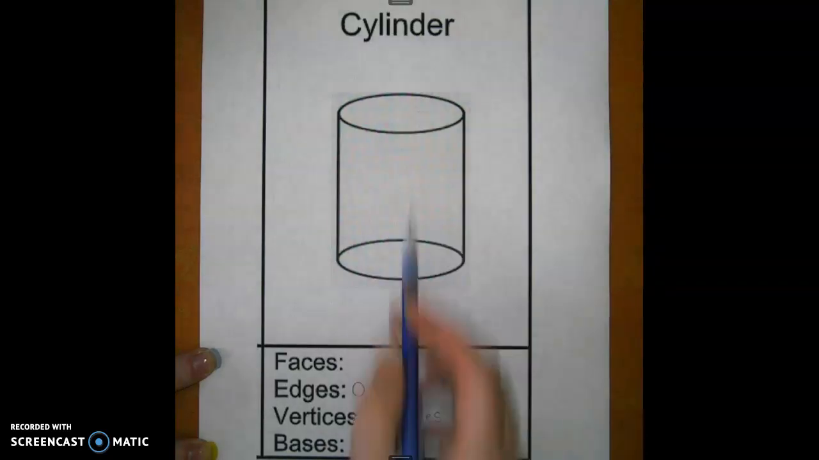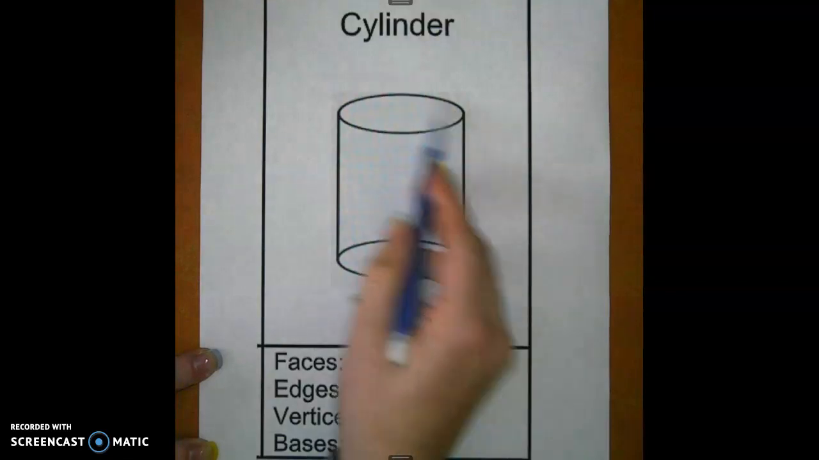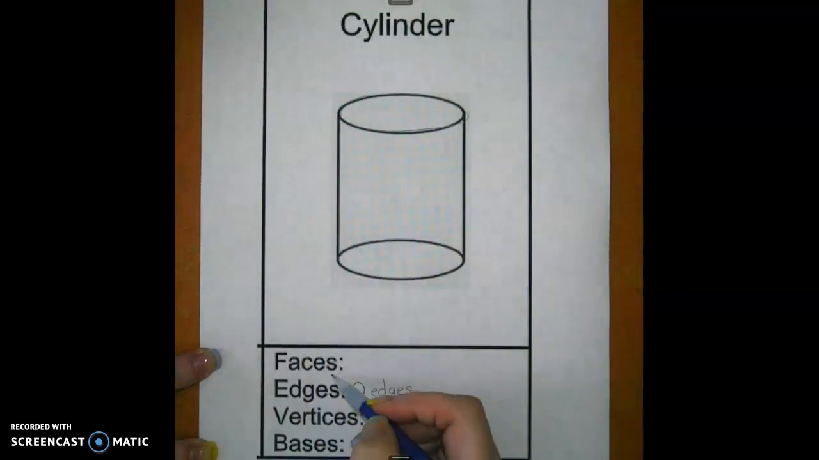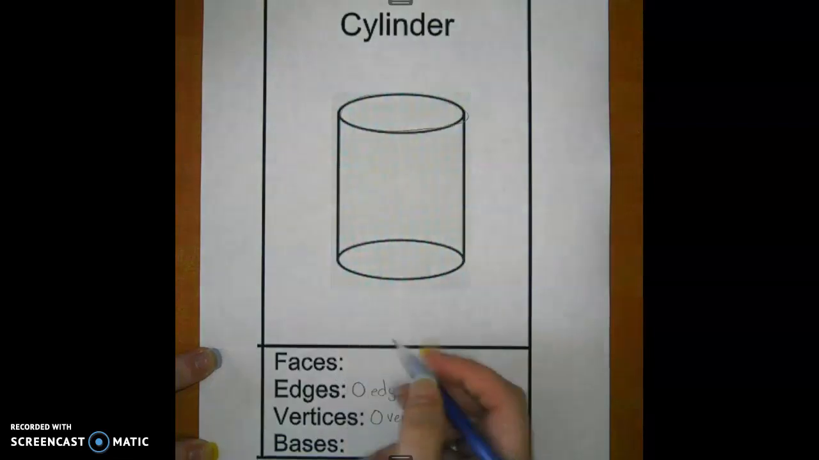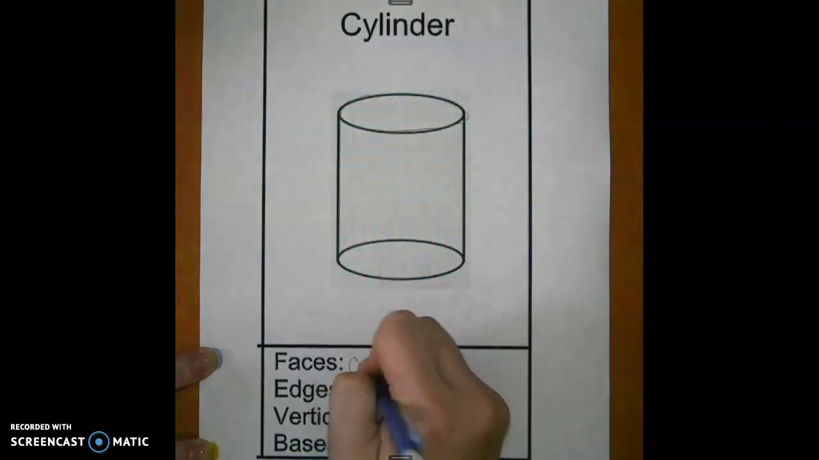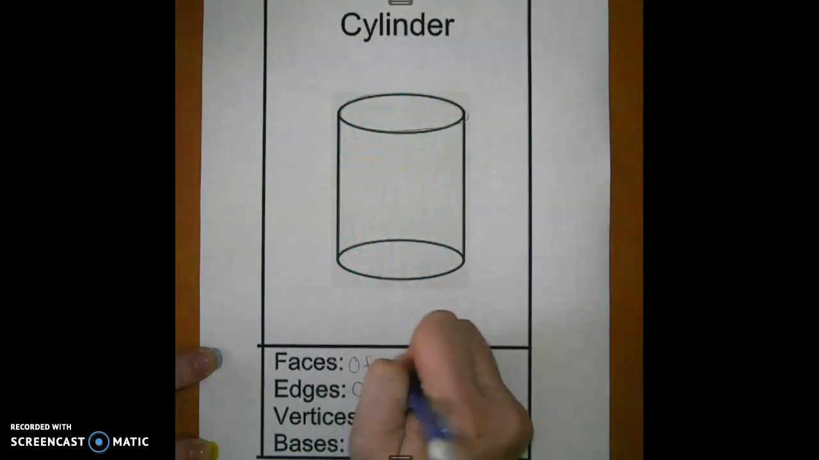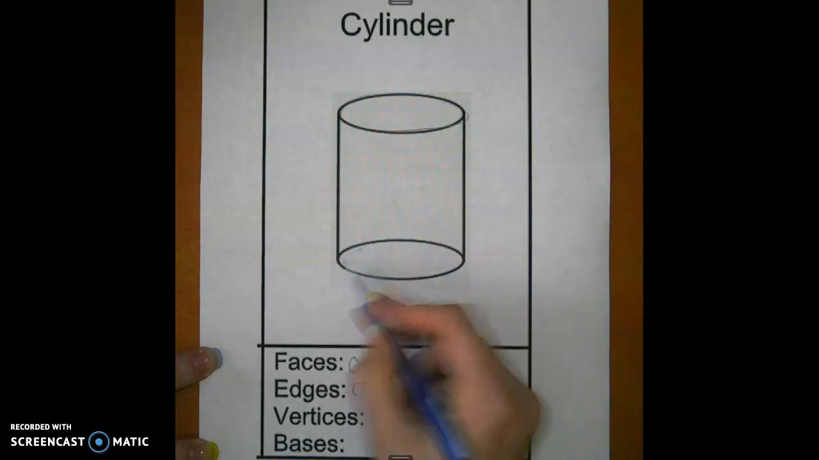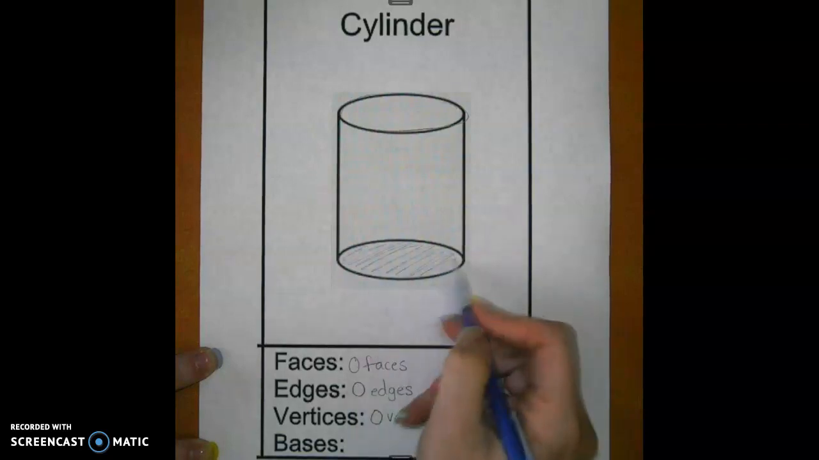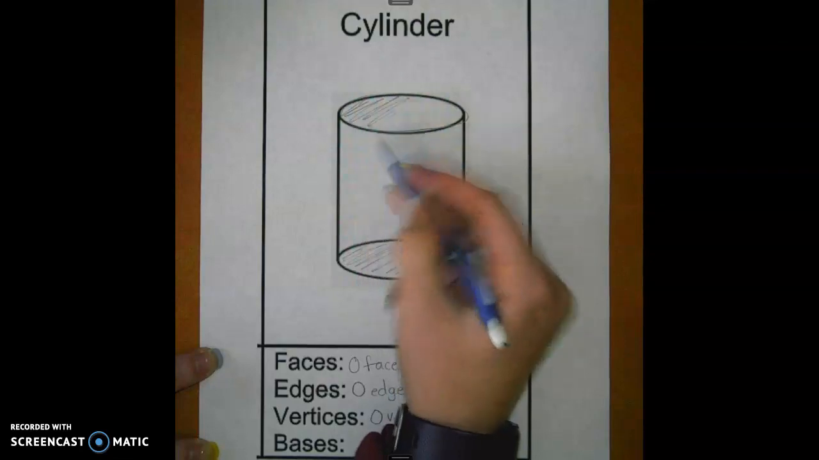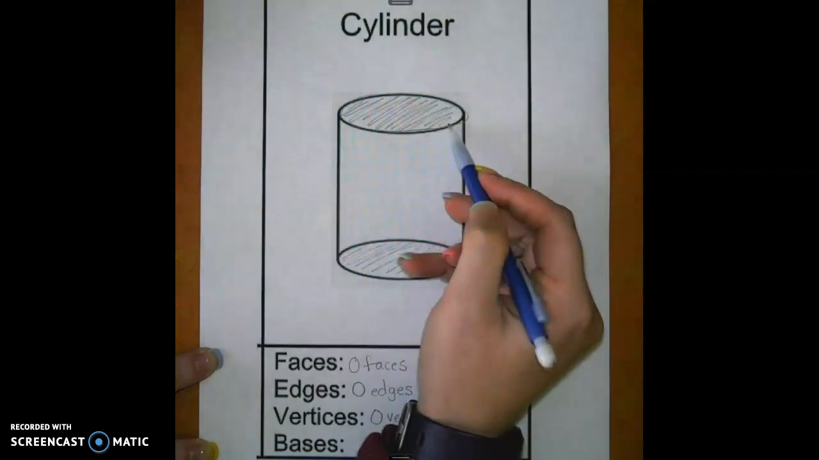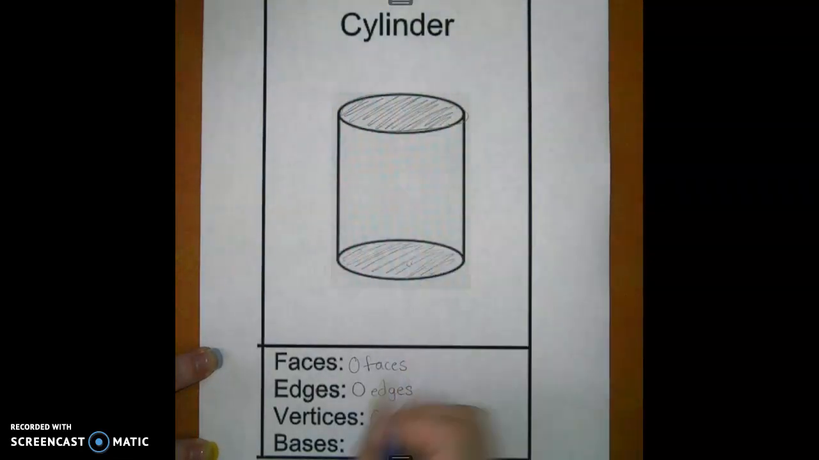Yes, I have these places here, but these are circles, and remember, a face has to be a polygon and a circle is not a polygon. So I have 0 faces, but since I do have 2 flat places that my cylinder can rest on, then I can say that I have 2 circle bases.